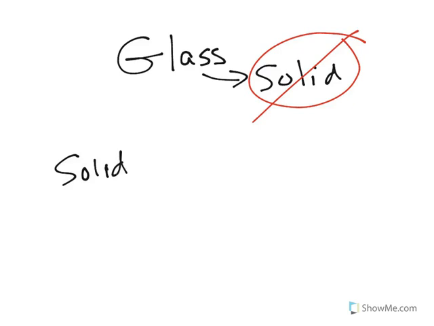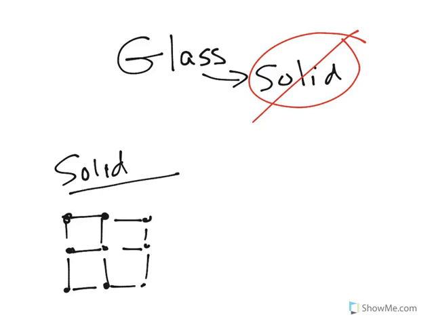A solid is like a well-built picket fence. All of our elements are equal distance apart from each other, and they all have a repeating pattern. Right? So everything is the same all throughout. When you have everything being equal distance apart from each other, this makes it very rigid and non-mobile, and that's what makes it solid.